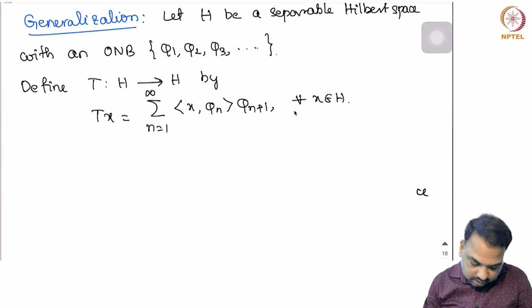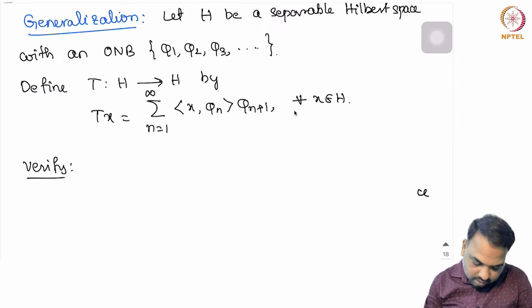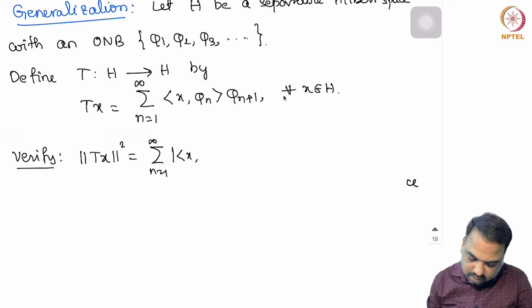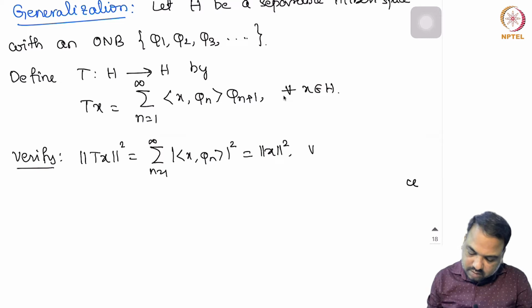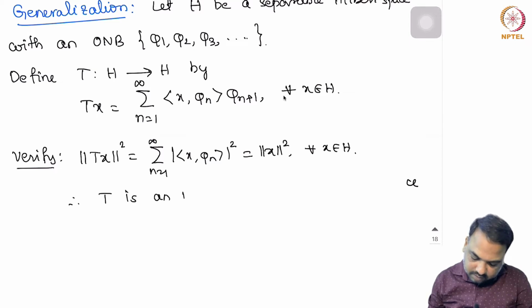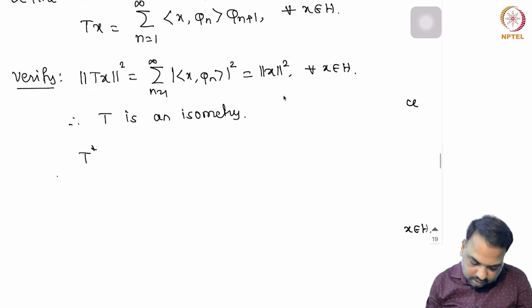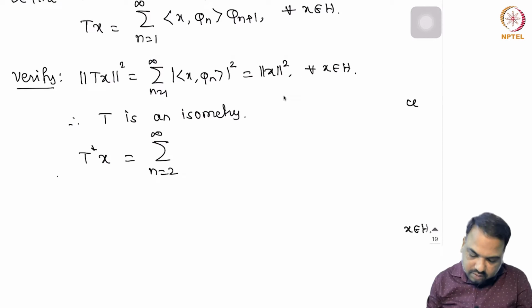So we can easily verify that norm of Tx square is exactly summation n equals 1 to infinity of mod square of inner product of x with phi n. So this is exactly norm x square for every x in H. So hence we can conclude that T is an isometry. Here we can easily show that T star of x is nothing but summation n equals 2 to infinity of inner product x with phi n, multiplied by phi n minus 1, for every x in H.